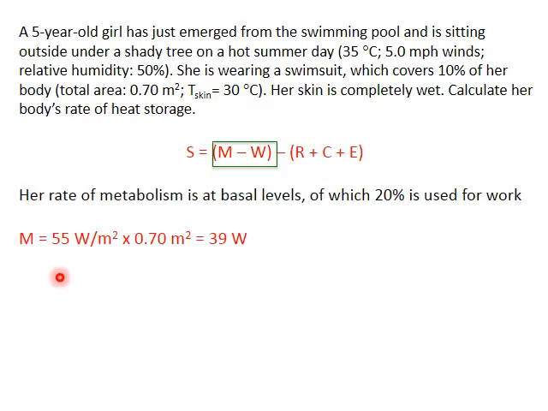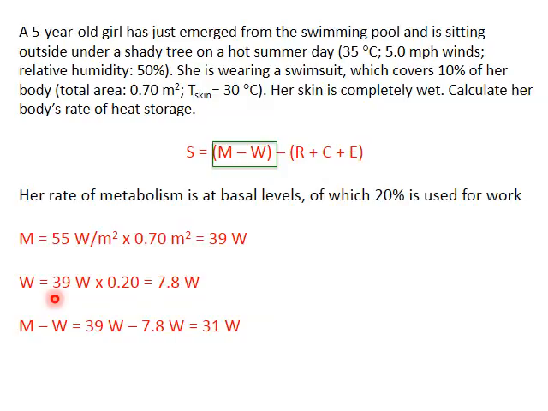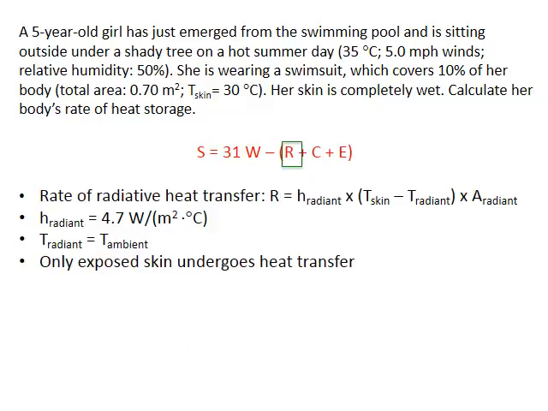So the girl's metabolism is 55 watts per meter squared times the surface area of her body, which is 0.7 meters squared, which gives us a metabolism of 39 watts. The amount of work that the girl is doing is her metabolism times 20%, which is 7.8 watts. The amount of heat production then is her metabolism, 39 watts, minus her work, 7.8 watts, which is equal to 31 watts of heat production. We can then plug that into our heat balance equation.